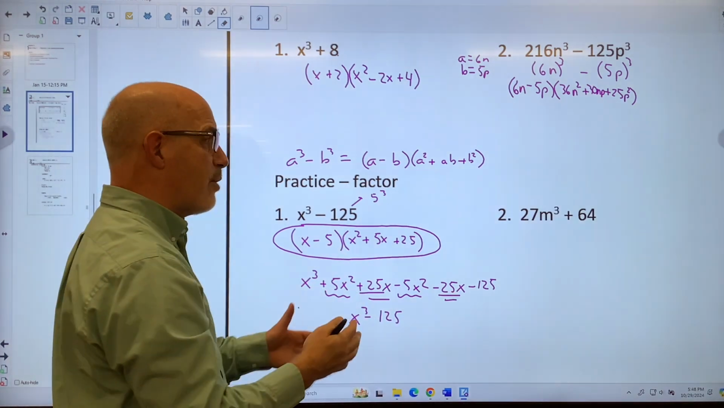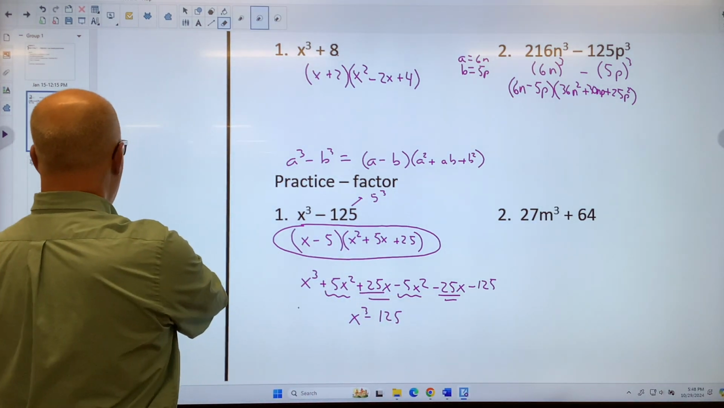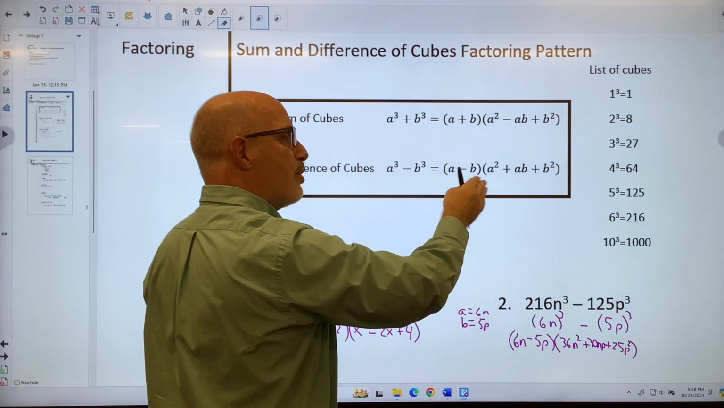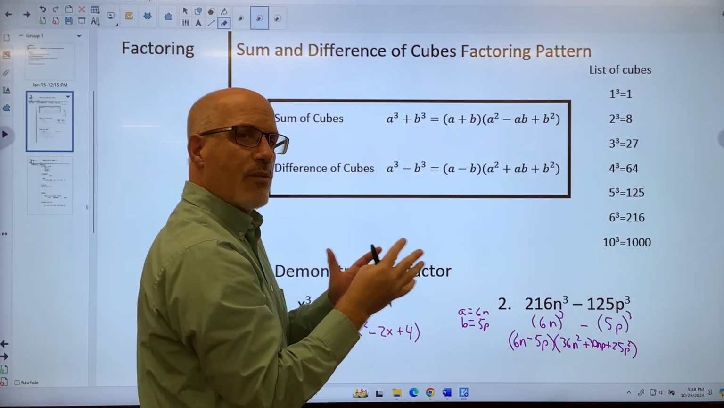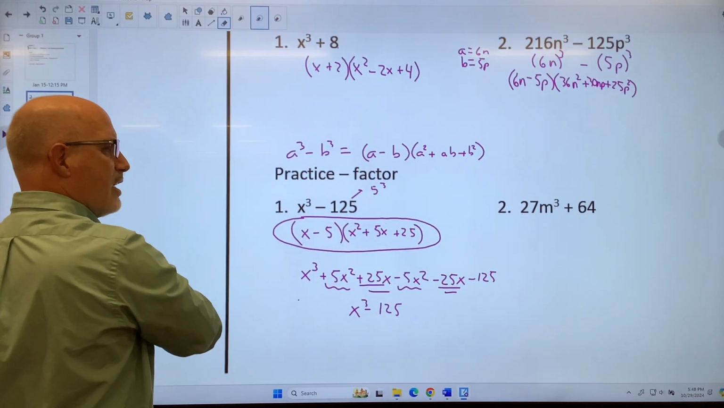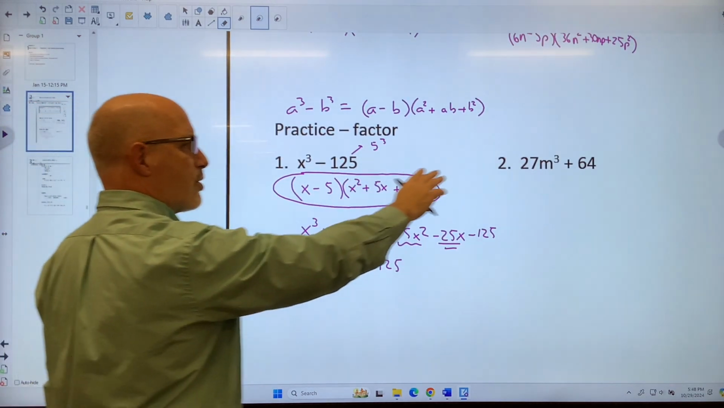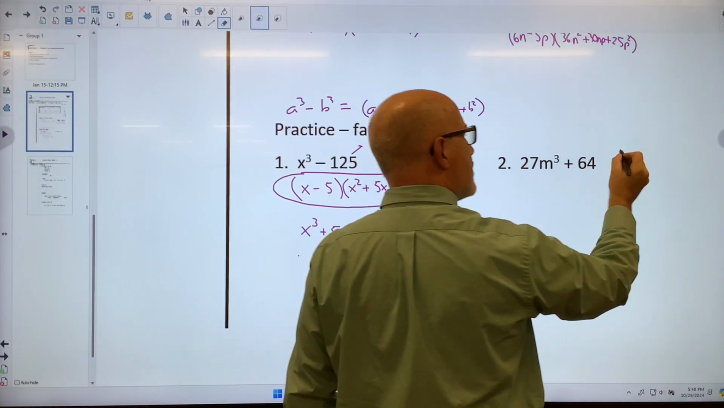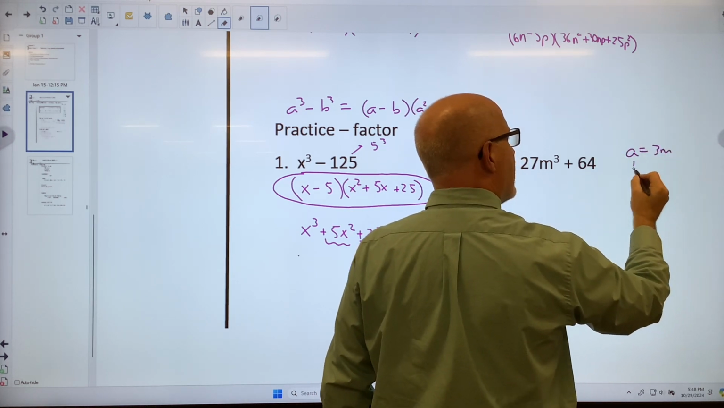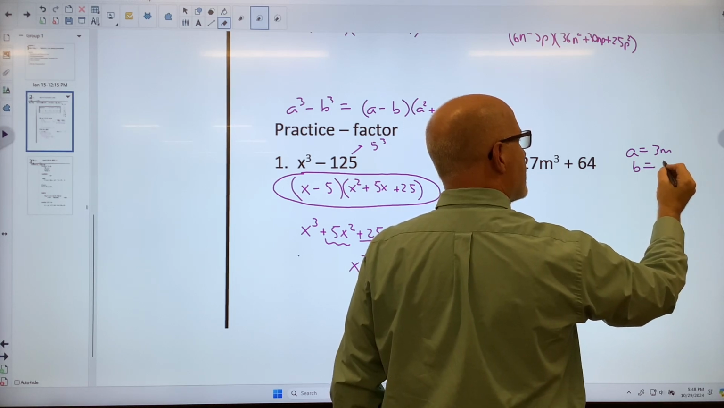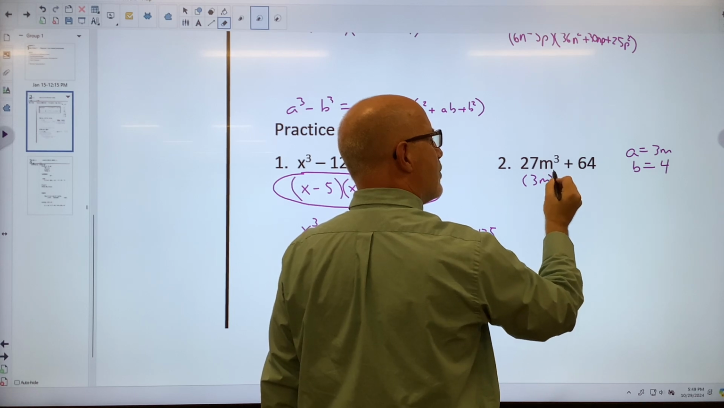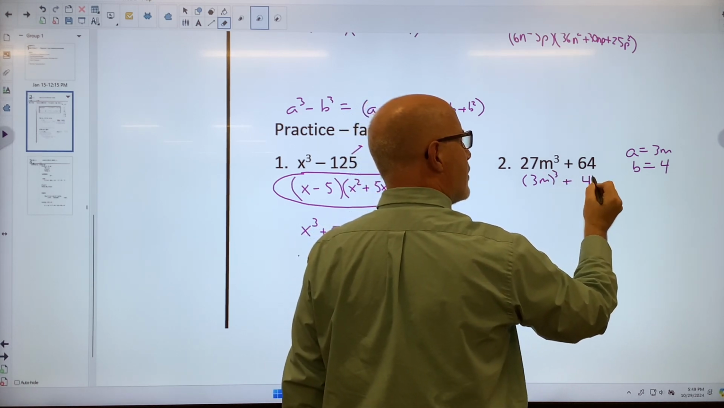So this pattern that we've developed holds true because if you multiply it back out, the middle terms get rid of each other and you end up with just the cubes on the outside. So let's do the other one here. Hopefully you practiced this one and tried this one. It might be helpful to just say that your a in the pattern is equal to 3m, your b is equal to 4, because this is the same thing as 3m cubed plus 4 cubed.